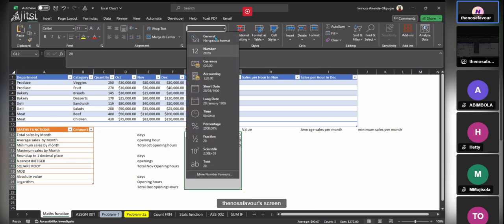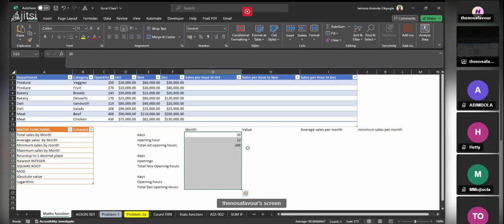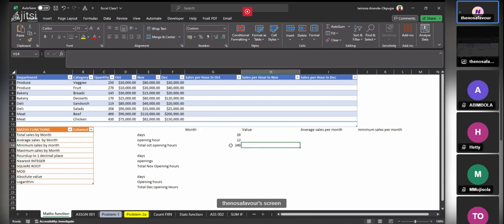I was thinking it's supposed to be opening hours for the whole month too. Since the days we calculated, 20 days, is for the whole month. No, this one is the total. This opening hour is opening hour per day. What about the days? This is the 20 days we opened in the month of October.